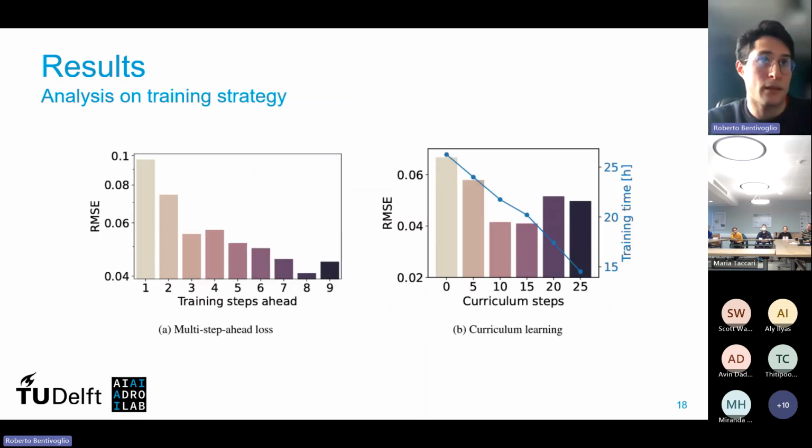And finally, we also use these 2 different training strategies combined together, the multi-step ahead and the curriculum learning. From this plot, you can see that adding a longer prediction horizon in the loss helps with the overall performance of the model. With 1 step ahead only, the model is much worse than with, for example, 8 steps ahead when training. And the same goes for the curriculum learning.